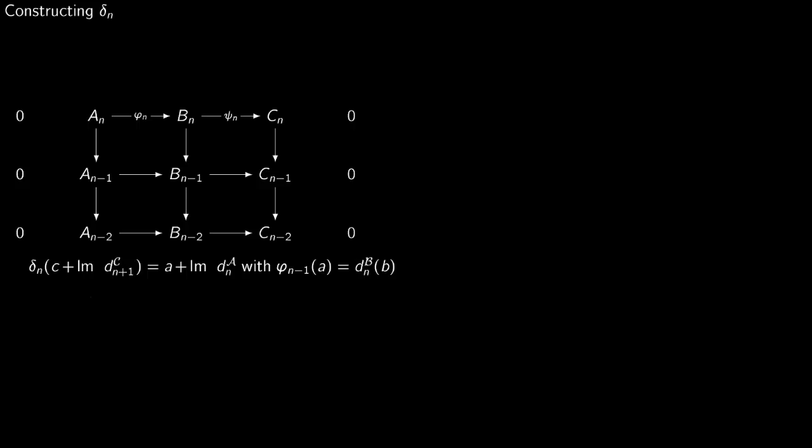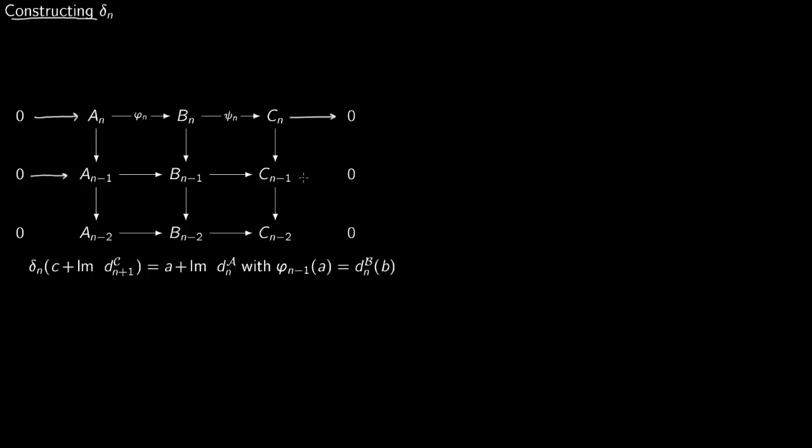So our first objective is to construct this map delta n. So that is what we are trying to do. So notice that this is how the chain complex will look like. So we have short exact sequences here. So this is a short exact sequence going from An to Bn to Cn. Again, you should keep in mind that this phi n is injective and this psi n is surjective.